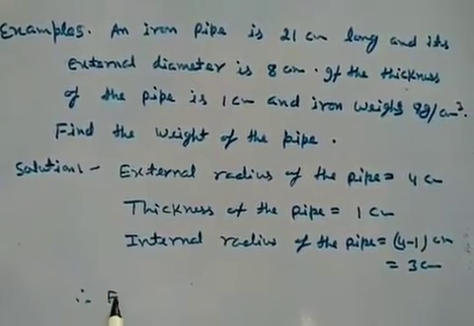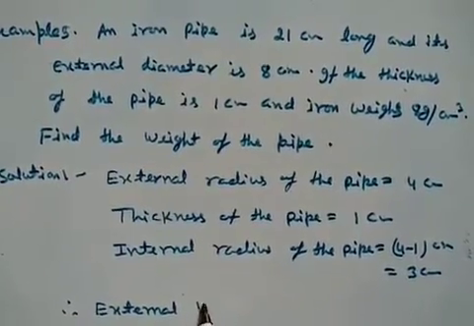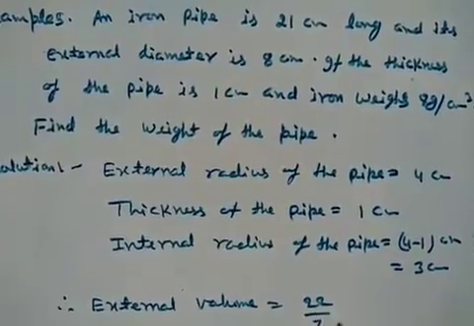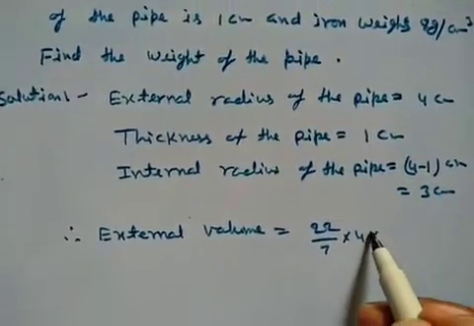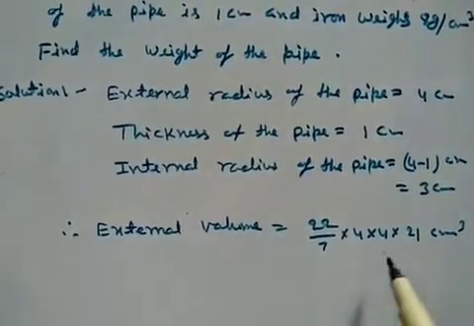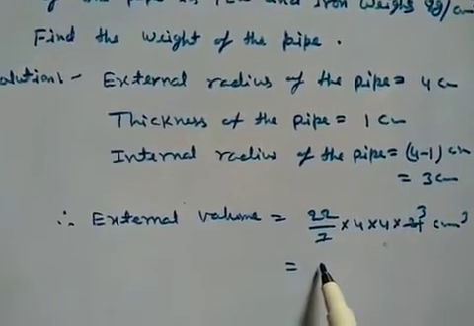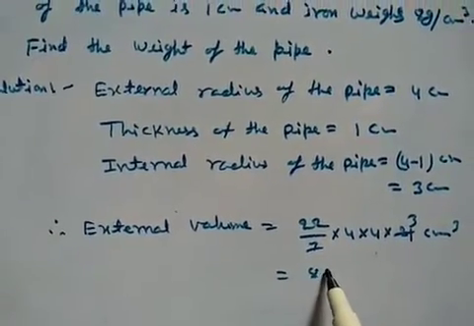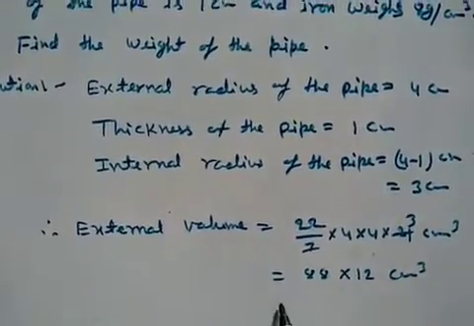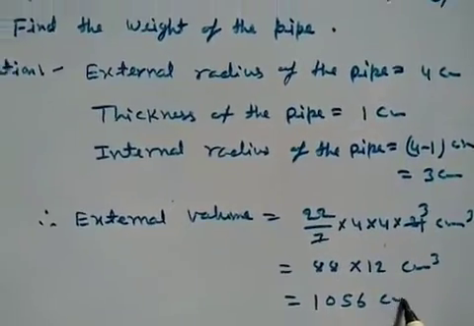So external volume equal to 22 by 7 into 4 into 4 into 21 centimeter cube. 7 3 are 21 equal to 88 into 12 centimeter cube equal to 1056 centimeter cube.